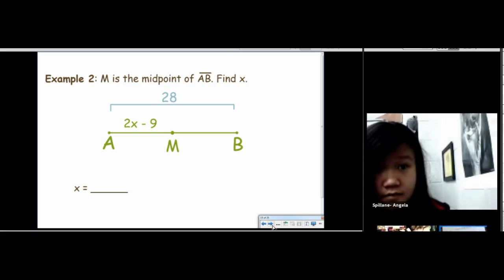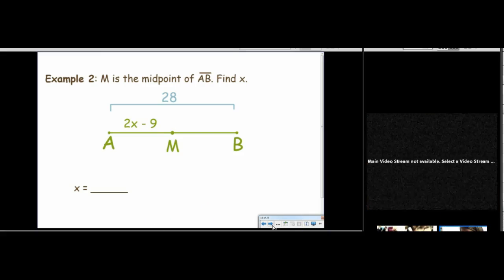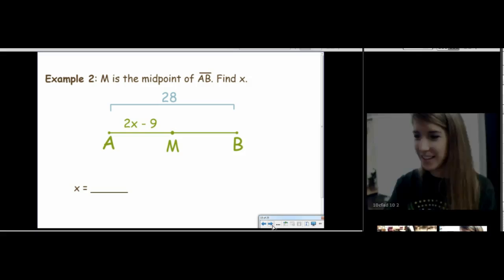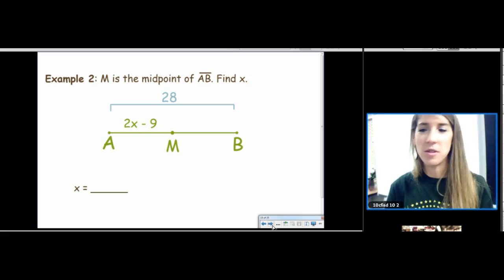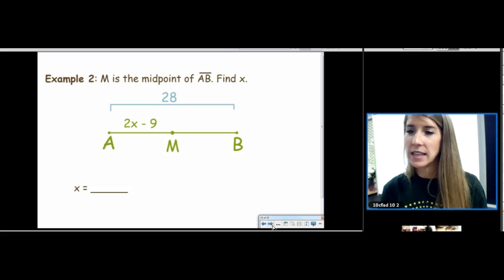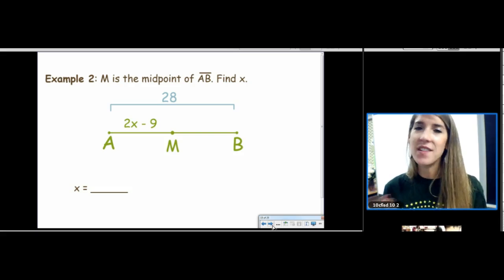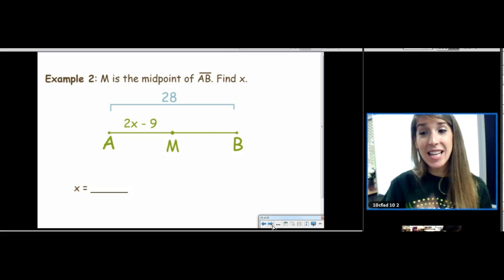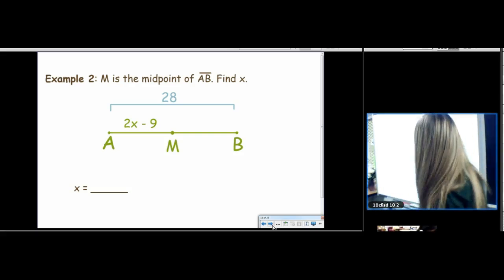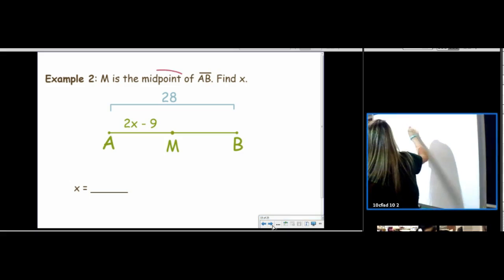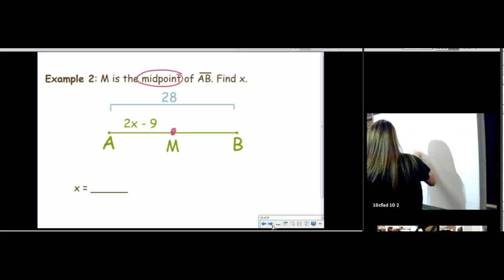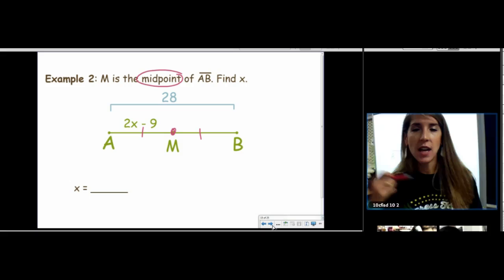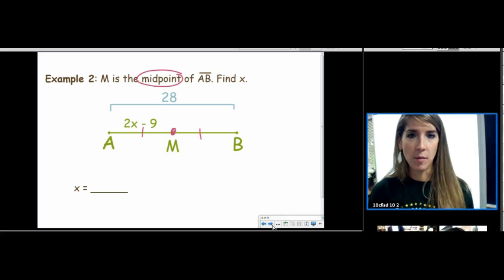So what you're not going to do here, hi Angela, you're like, whoa. What you're not going to do here is set those equal. You're not going to say 2x minus 9 equals 28 because we know a half never equals a whole. But it did say M is the midpoint. And please get in the habit of every time that it says it's the midpoint, add tick marks to your picture. Every time, all the time, without fail, add tick marks.